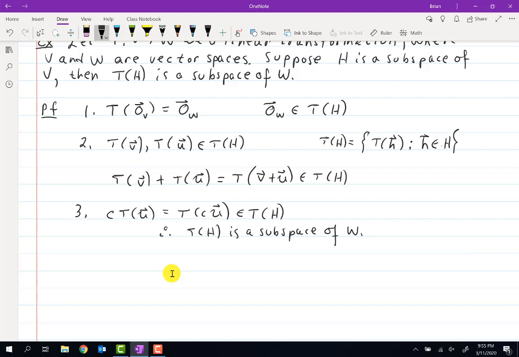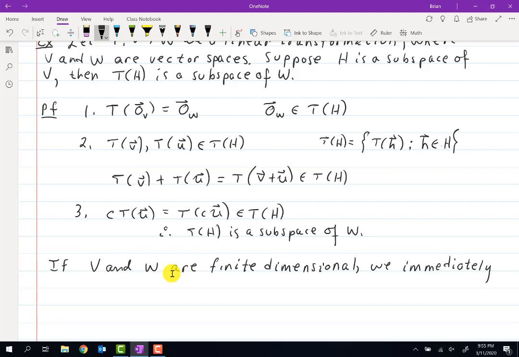Now, if V and W are finite dimensional, we immediately see that, well, better than that, that the dimension of T of H is less than or equal to the dimension of W, simply because T of H is a subspace of W.